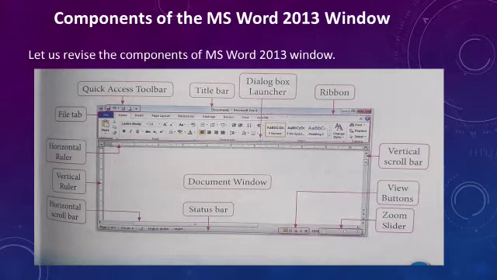The File tab contains options for opening, closing, saving, printing, etc. The Document window is the area where we can type. It also has a blinking cursor.